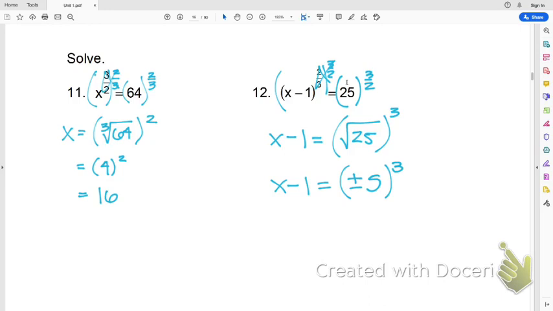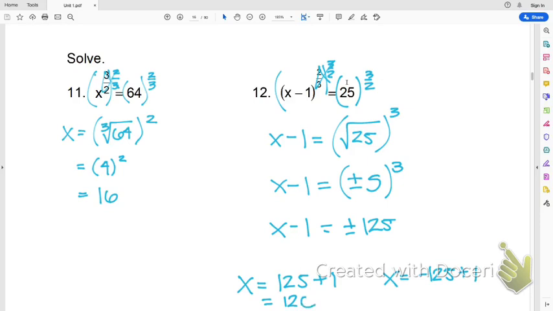I can keep going with the plus or minus as long as it applies, which means if I cube that, I can keep it as plus or minus 125. Now I do need to split it up. To get my two answers, I'm going to do 125 plus 1 and negative 125 plus 1. So remember, even roots have the plus or minus, odd roots do not. All right?